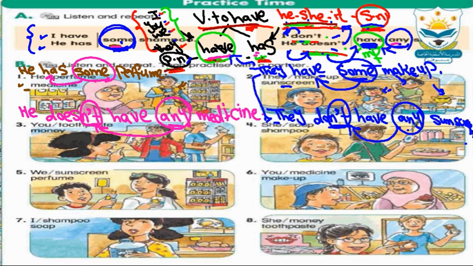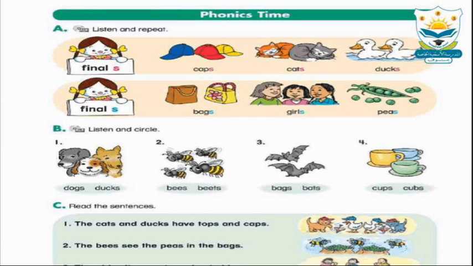Fourth year, numbers 3, 4, 5, 6, 7, 8, please write them in your notebooks. We will do them in the homework, like the two examples we did here in picture number 1 and picture number 2. We move to phonics time.